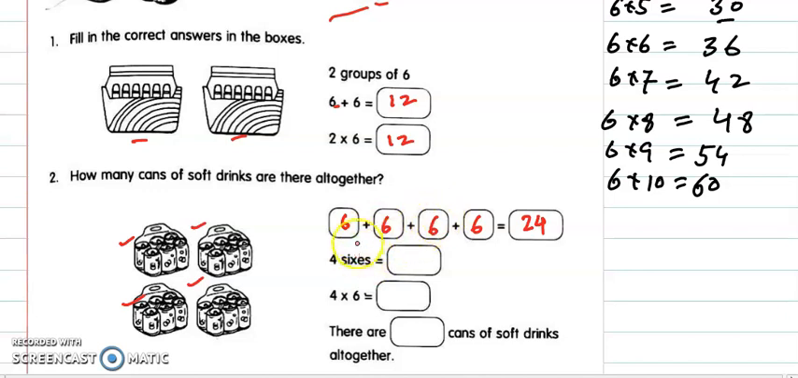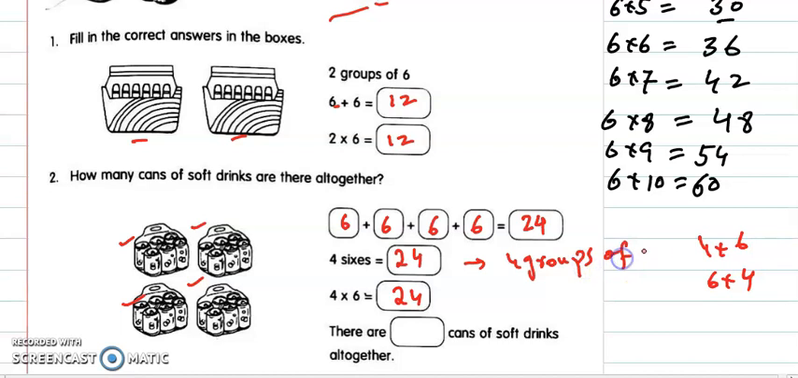Now there is another way to write this. If you look, these are all 6s. How many 6s do we have here? 4 6s. When we say 4 6s, it means 4 times 6 or 6 times 4. It gives the same meaning. So the answer is going to be 24. 4 times 6 or 6 times 4, same meaning. It means 4 6s. It will give 24. There is another way to say that: we can say 4 6s or we can say 4 groups of 6.